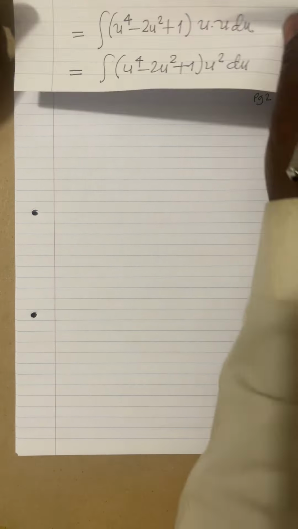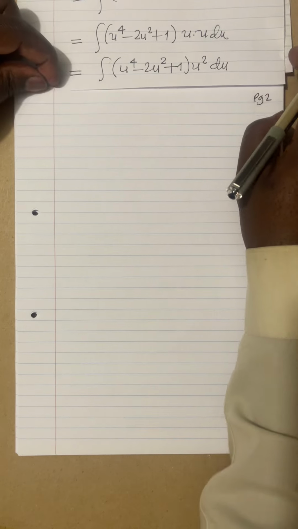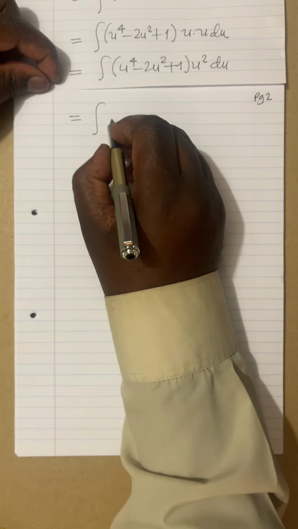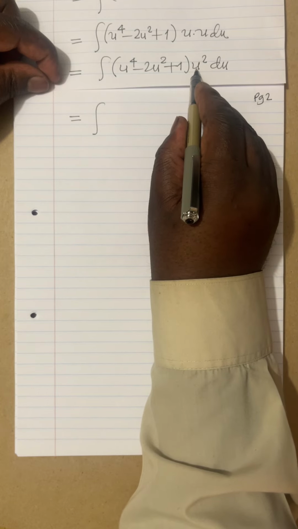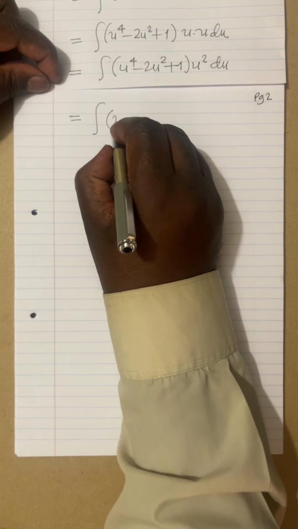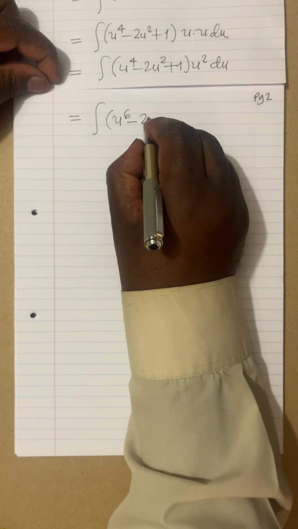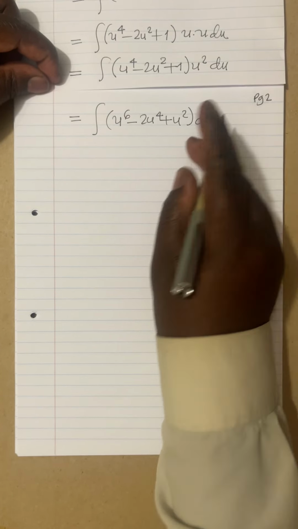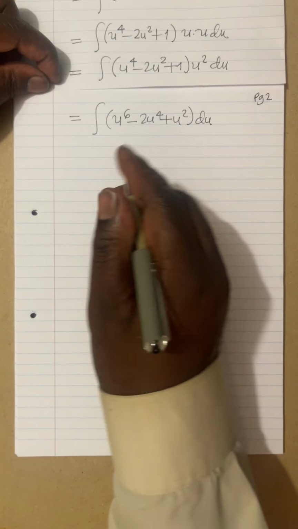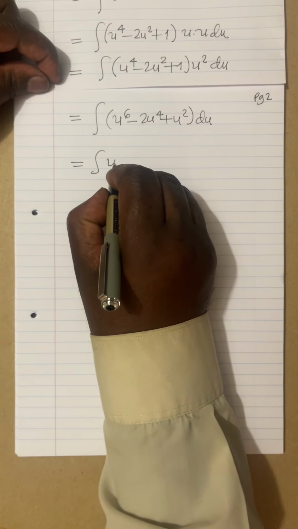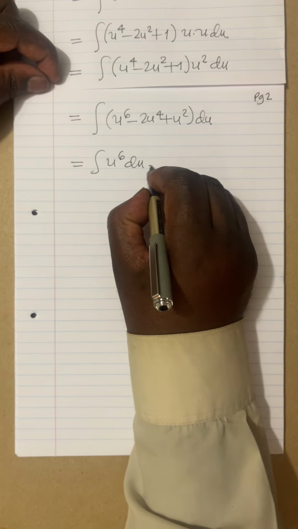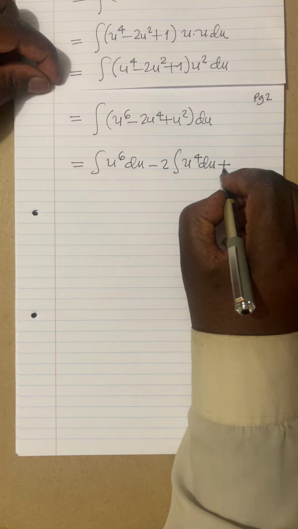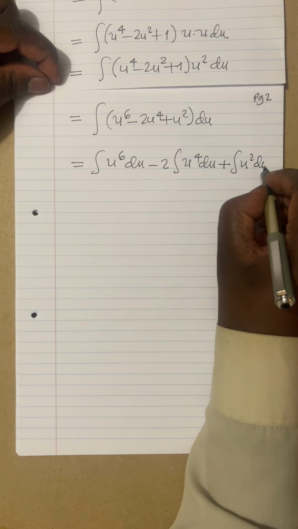Right, so what are we saying? Can you see the information there? Yes, you can. So now we are saying this is going to be equal to the integral of, distribute u squared, we're going to get u to the power 6 minus 2u to the power 4 plus u squared, and we are saying du. Now distributing the integral sign and the du, we have the integral of u to the power 6 du minus 2, the integral of u to the power 4 du, plus the integral of u squared du.